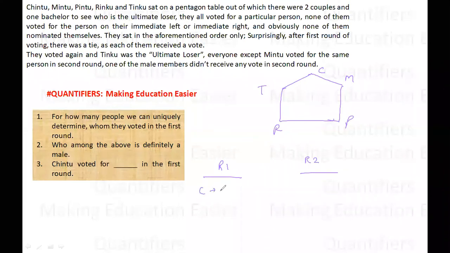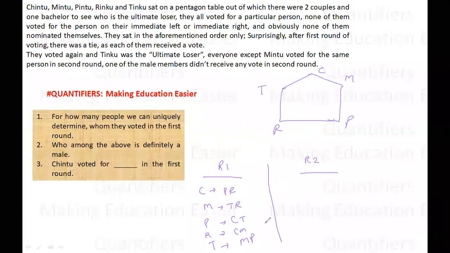C can vote either for P or R, because C cannot vote for the persons sitting beside them. Similarly, M cannot vote for C and P, so M can vote for P and R. P cannot vote for R and M, so P can vote for C and T. Then R cannot vote for T and P, so R can vote for C and M. And at the end, T cannot vote for R and C, so T can vote for M and P. So this is the sequence in which they can vote in the first round.